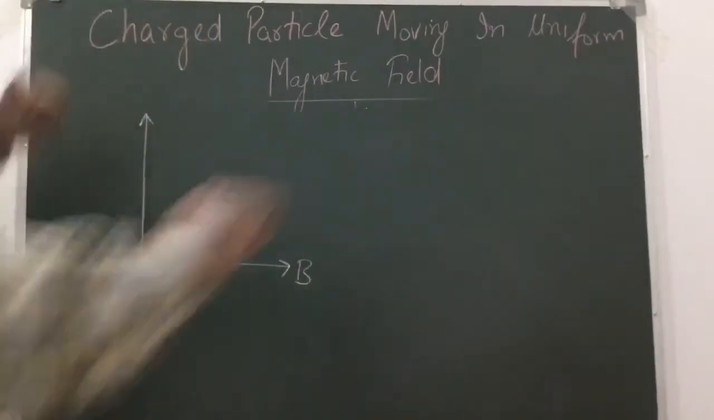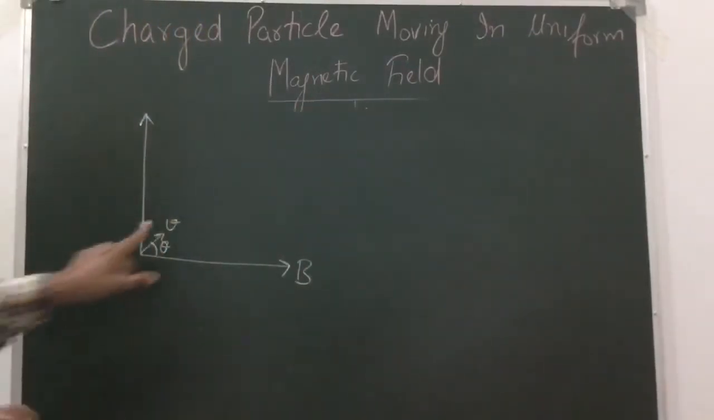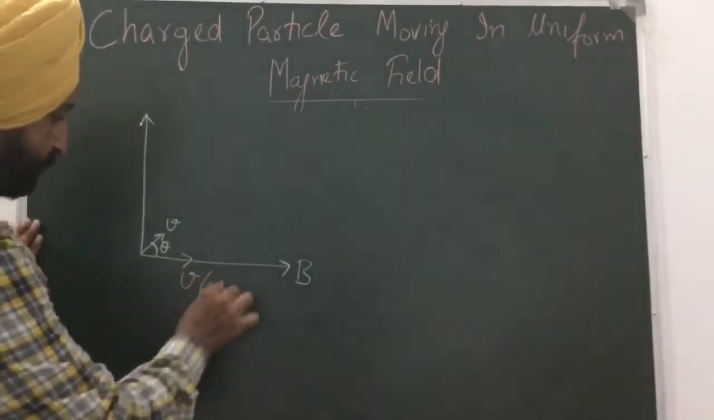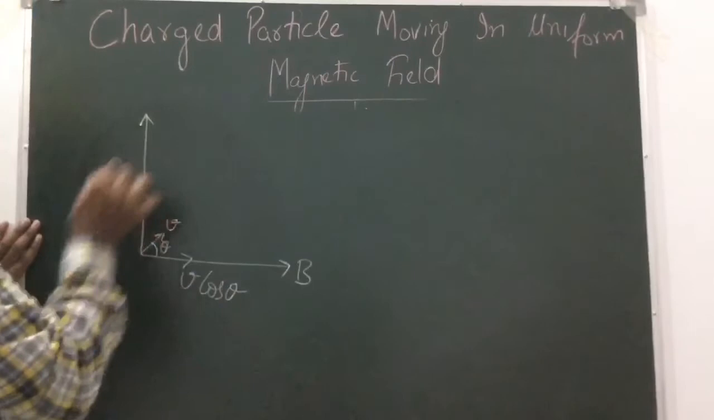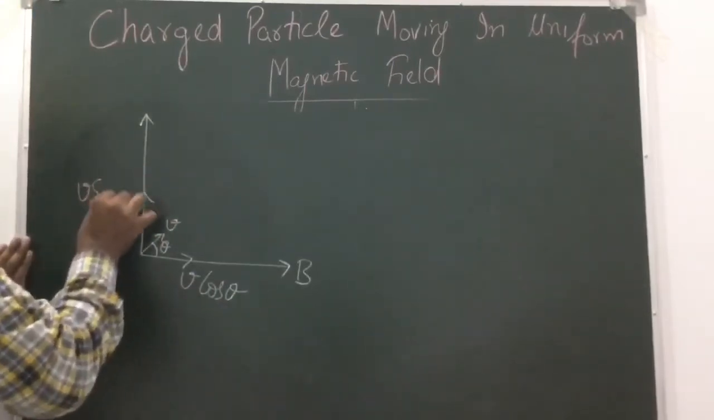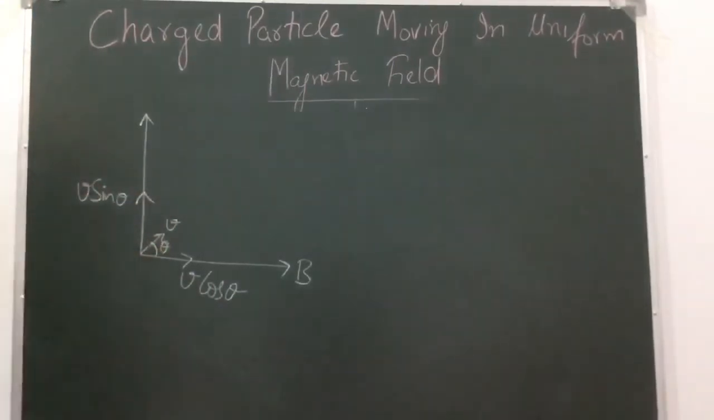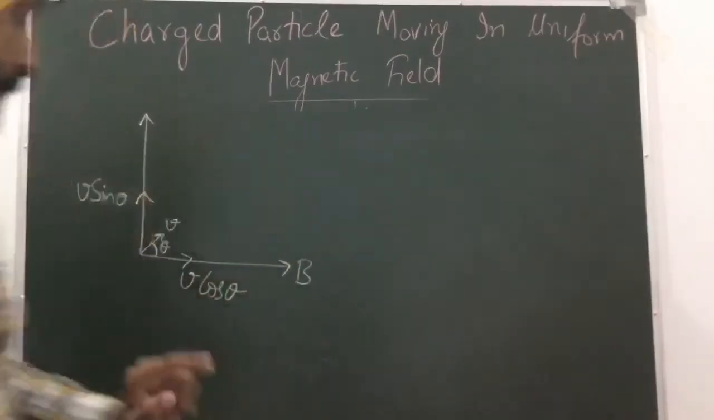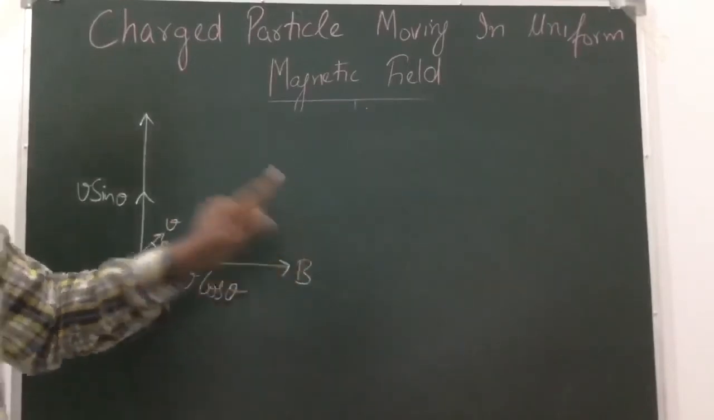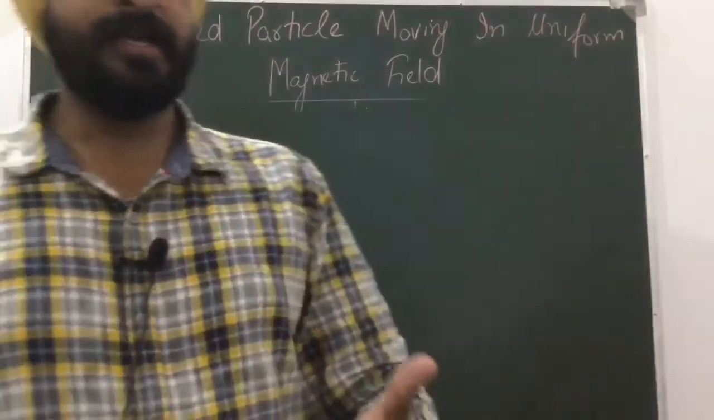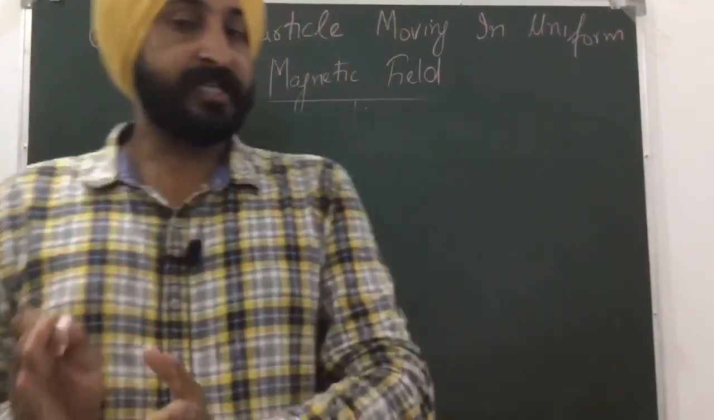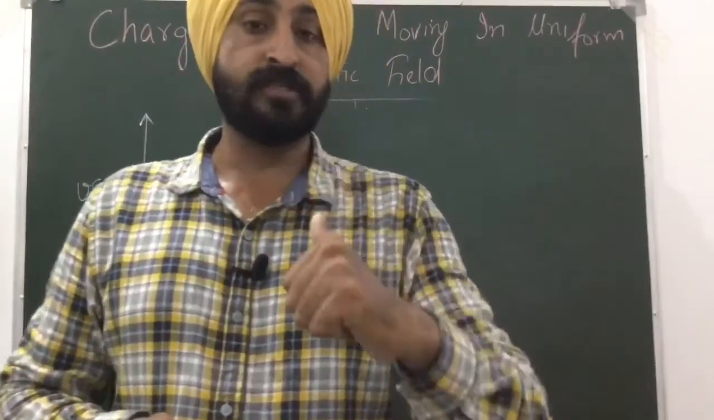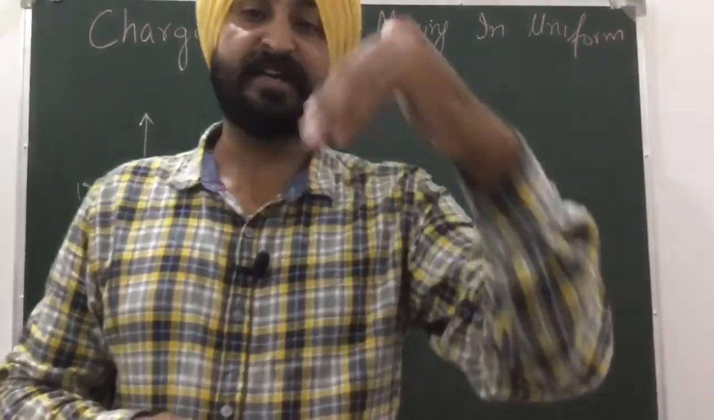Now what will happen? Now this velocity will have two components. One component will be v cos theta and another vertical component will be v sin theta. So from these two components, v cos theta is parallel to the magnetic field, but v sin theta is perpendicular to the magnetic field. We have already studied that if velocity is perpendicular to the magnetic field, it will experience a force due to which it will follow a circular path.